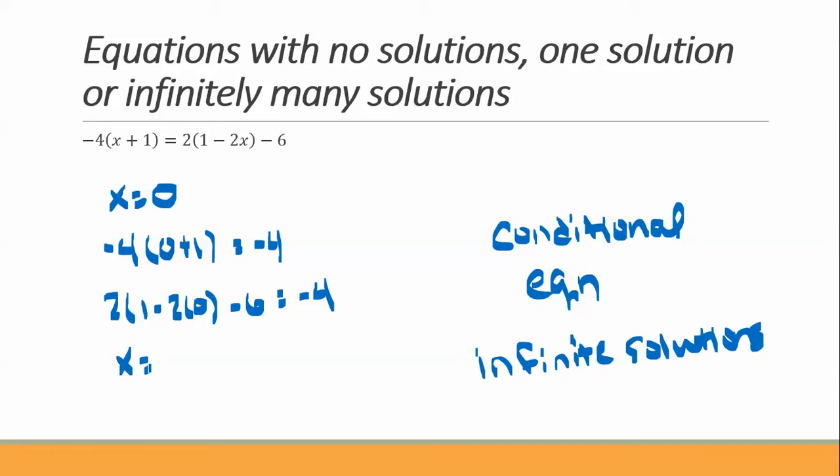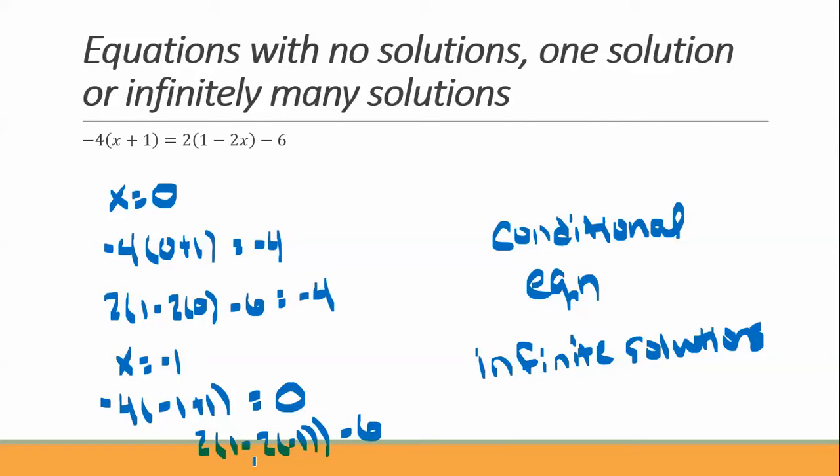Let's try x equals -1. The reason I chose -1 is because that becomes 0. So we have -4 times -1 plus 1. So that's -4 times 0, which would be 0. And then we have 2 times 1 minus 2 times -1 minus 6. So this is 2 times -1 is positive 2. So we have 2 times 1 plus 2 minus 6. So this is 2 times 3, which is 6 minus 6, which is 0.